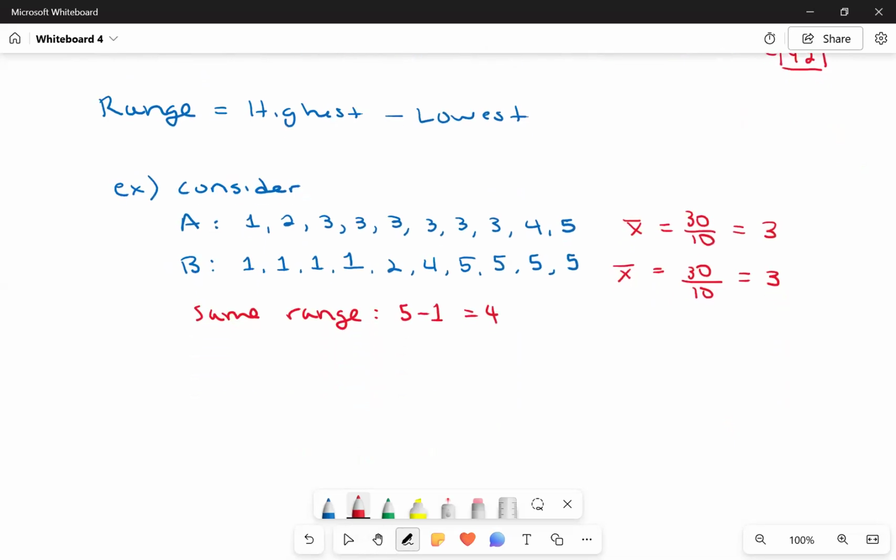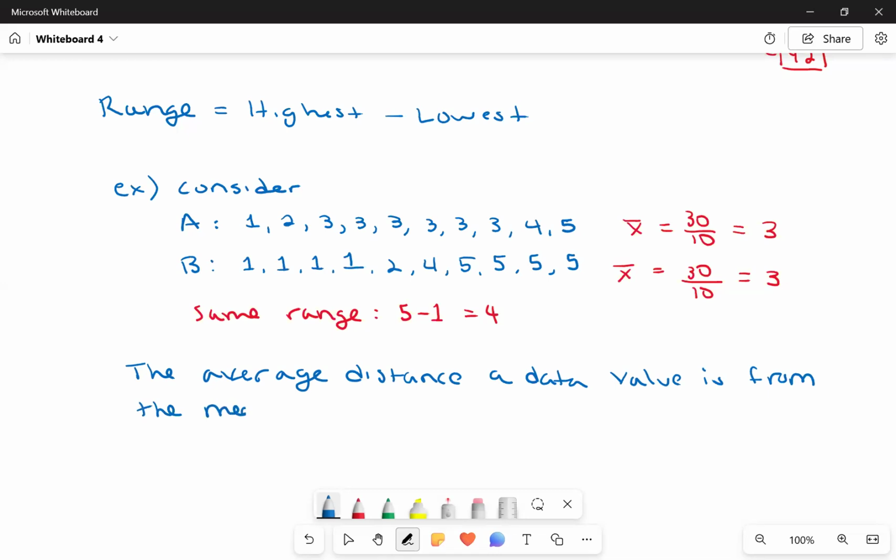And here's what it's going to be. We're interested in finding the average distance a data value is from the mean. That's what we're after here. I'll even call it my goal.